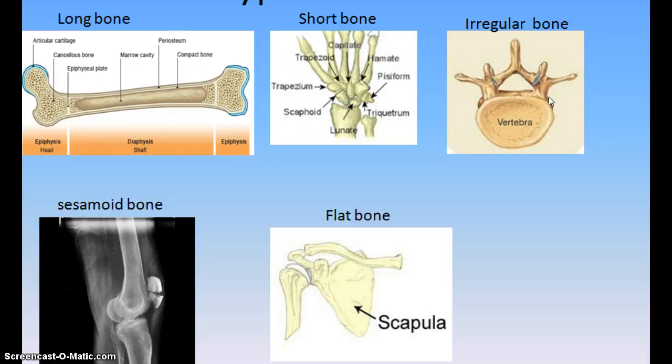The sesamoid bone, for example the patella, also known as the kneecap, is embedded in the tendon, and it is given the name because it's like a sesame seed. The flat bone, like the scapula, also known as the shoulder blade. They're flat plates for protection, they're thin for protection, and muscles can attach onto them.